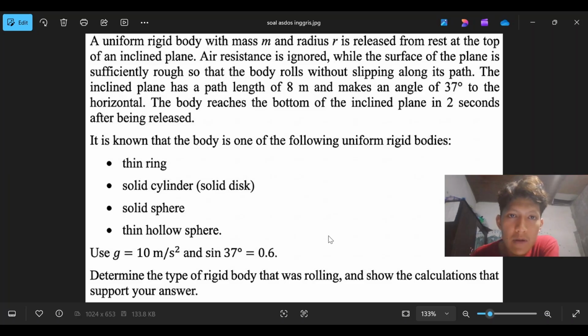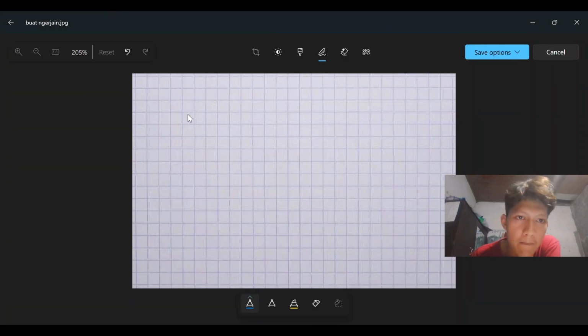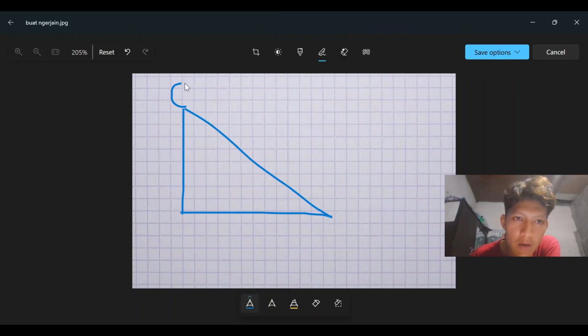A uniform rigid body with mass m and radius r is released from rest at the top of an inclined plane. Rest at the top of an inclined plane, mass m, radius r. We don't know yet what type of rigid body this is, but we can determine that it's circular because there's a moment of inertia in this.